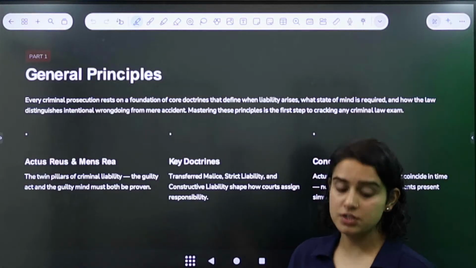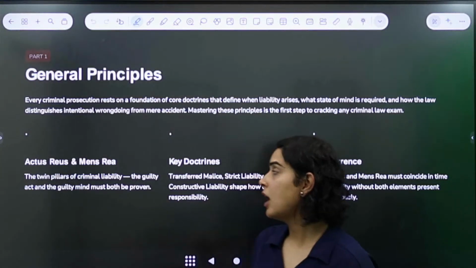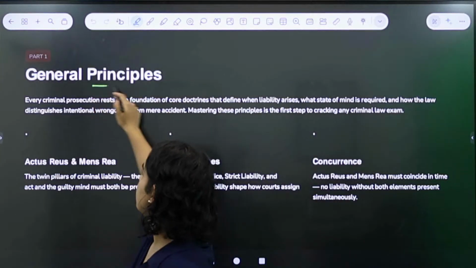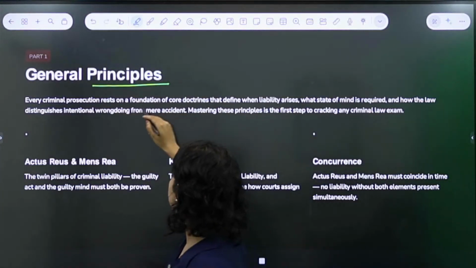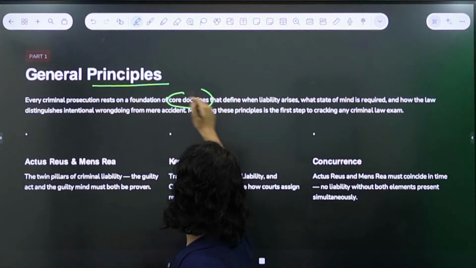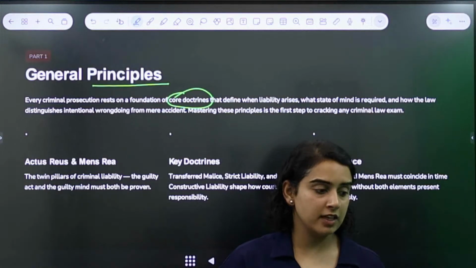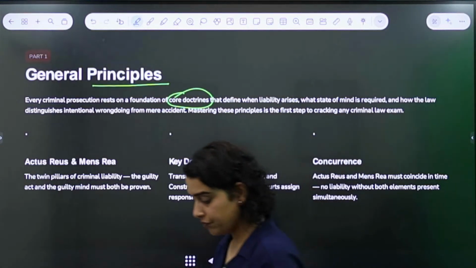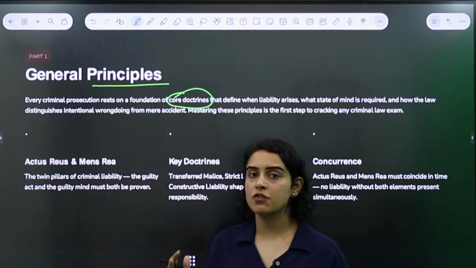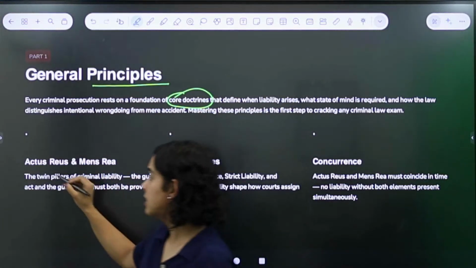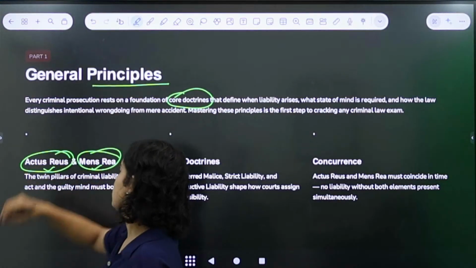Now, the basis and the foundation of criminal law are the general principles of criminal law. Every criminal case depends on the foundation of a core doctrine, a few doctrines that are mandatory for every criminal case. The two most important doctrines, the two pillars of every criminal case, are actus reus and mens rea. Two very, very important doctrines.